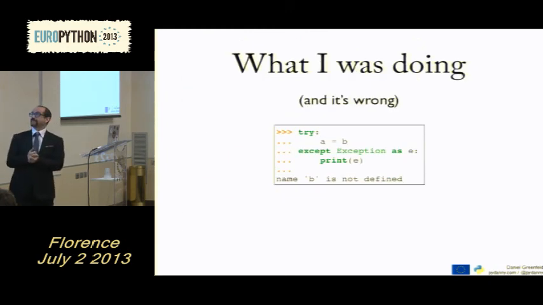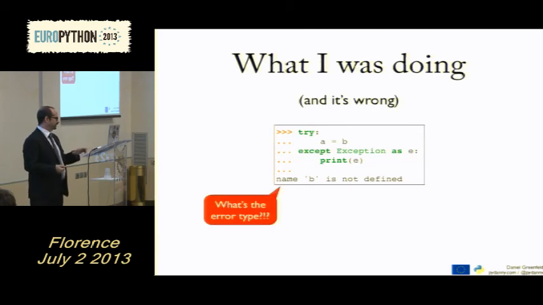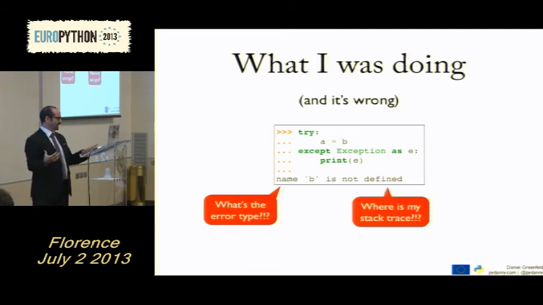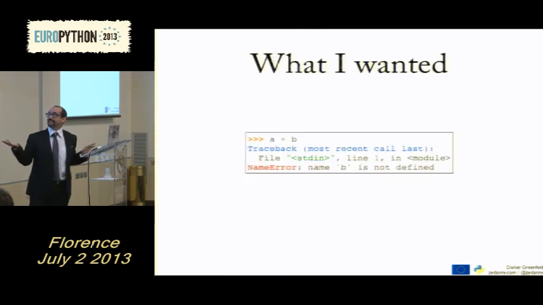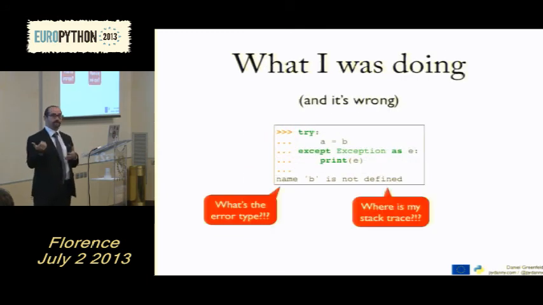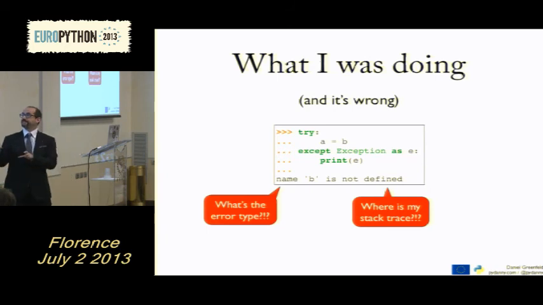And here, I'll go into explicitly what I was doing wrong. When I was getting an error and then I checked the log, I would not know what the error type was. I would not be able to see a stack trace. I just get the error message. Whoops. There we go. So I just get the error message: name 'b' is not defined.